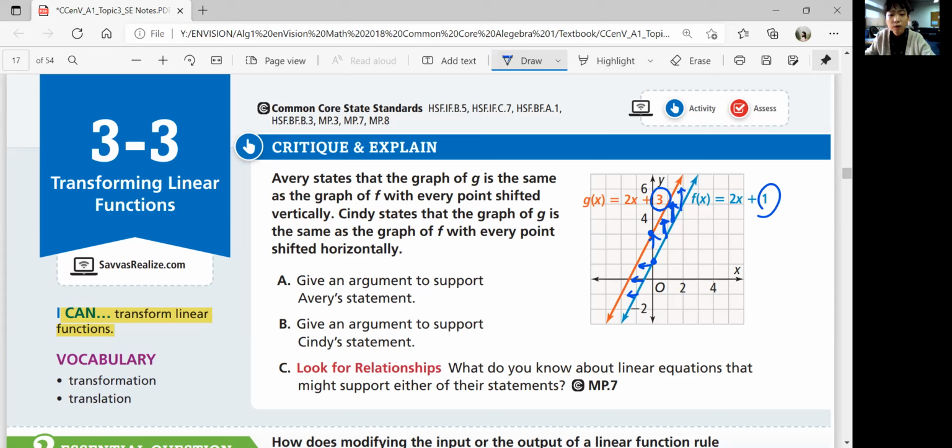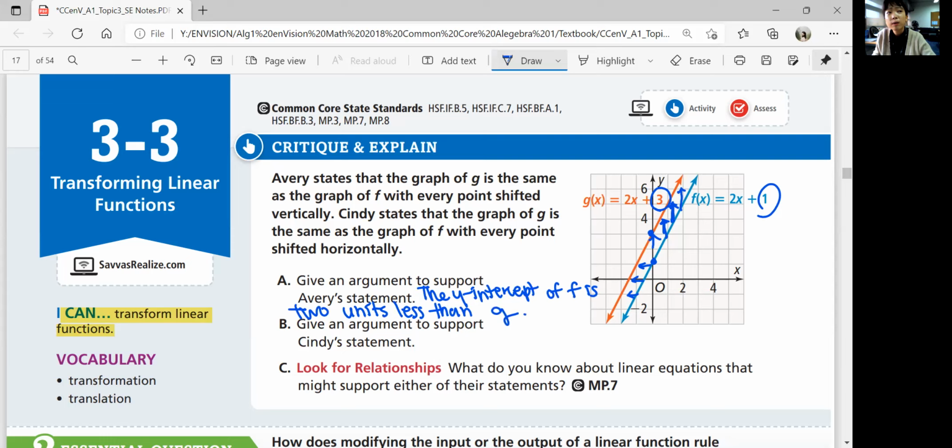Okay. But the first thing you should notice is that the lines are parallel. So yes, all the points, if it's moved vertically or horizontally actually, will be the same. So for Avery's statement, we can say that the y-intercept of F is 2 units less than that of G.